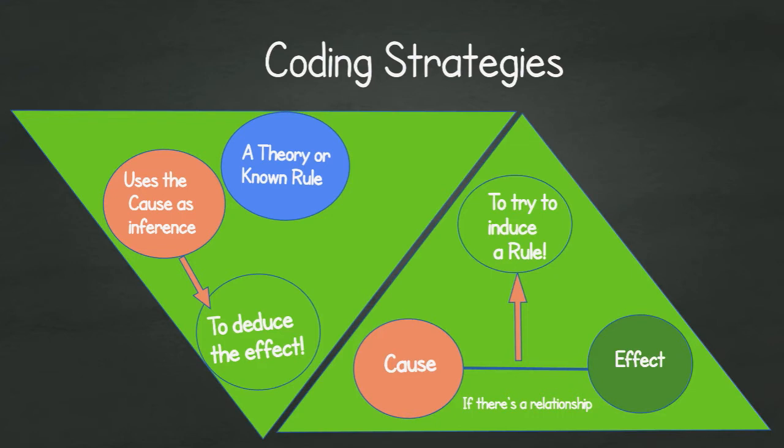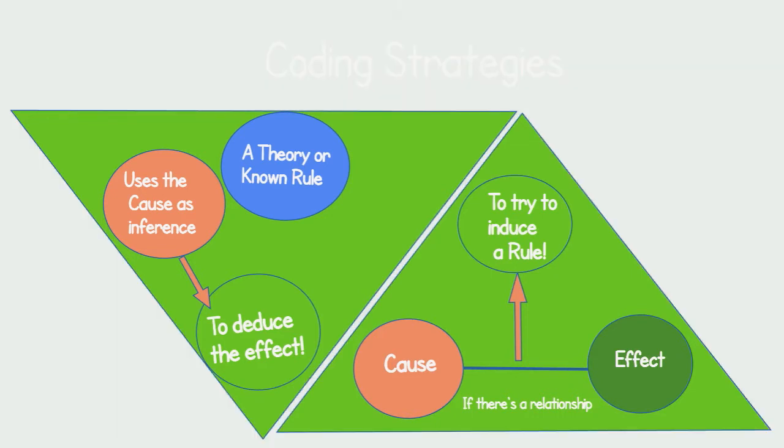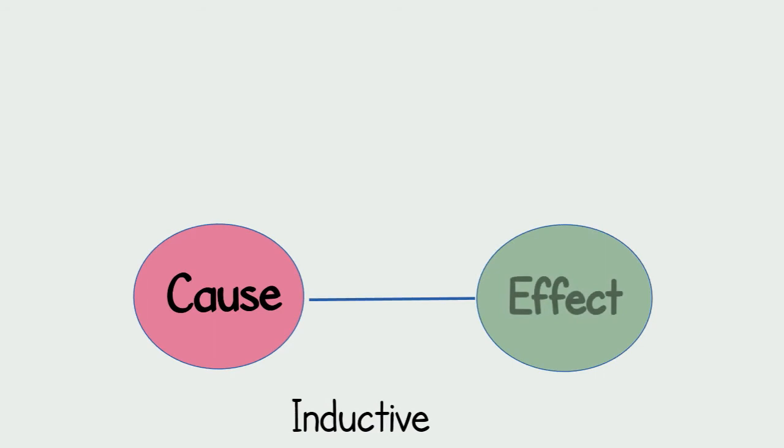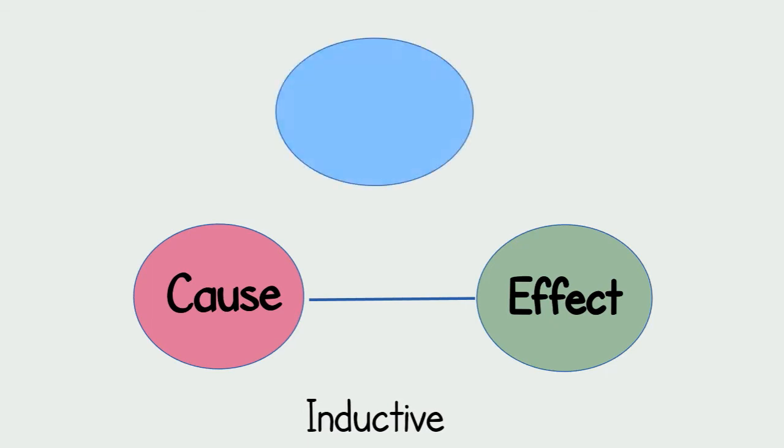So before we do that, let's just talk about different ways of thinking about coding through reasoning processes. The first way to think about it is inductive reasoning. Inductive reasoning means you have no prior theory or known rules. So we must observe something to determine potential cause and effect type relationships, or at least correlations where we might be able to develop some theory or rules.